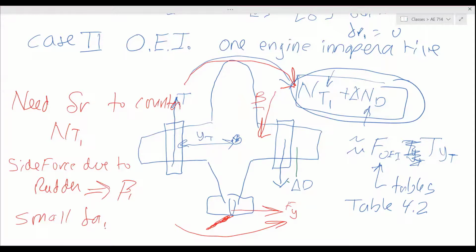So the numbers are up on the blackboard, but the physics is you need a rudder to counteract the yaw due to the engine because the rudder sticks above and it creates a side force. An unintended effect, we get some side slip, and you need some aileron to counteract the roll due to both of those.